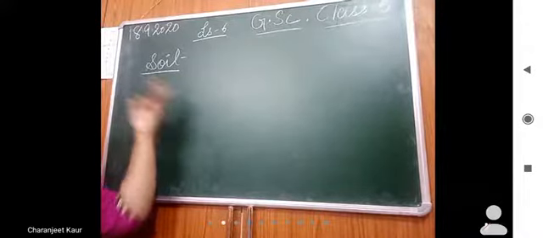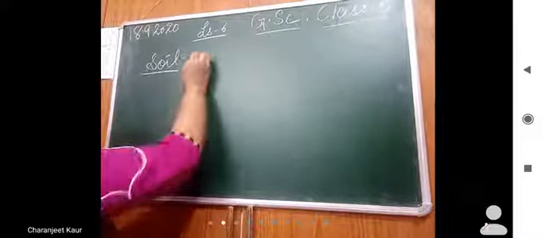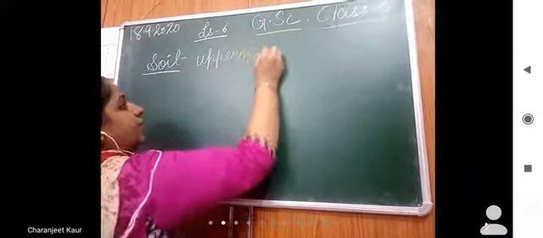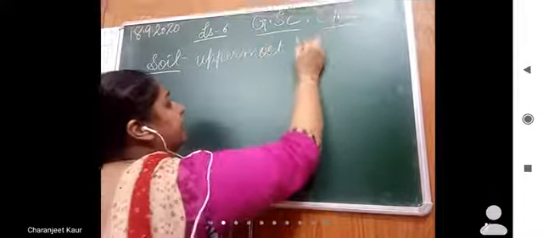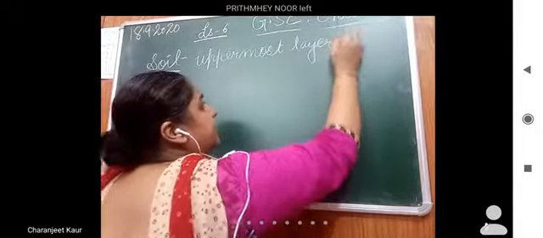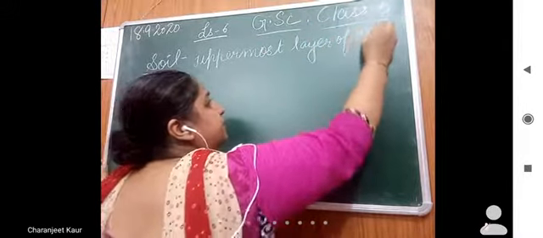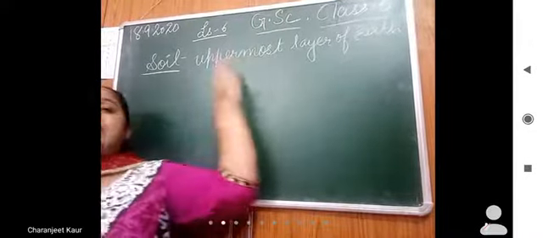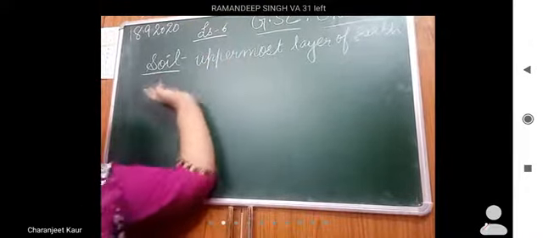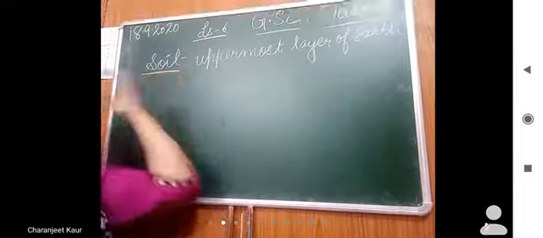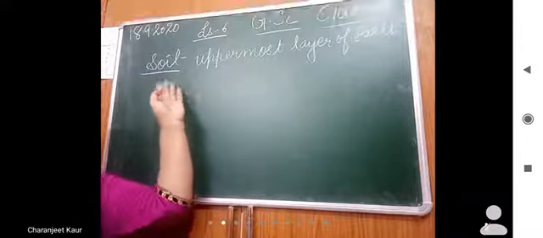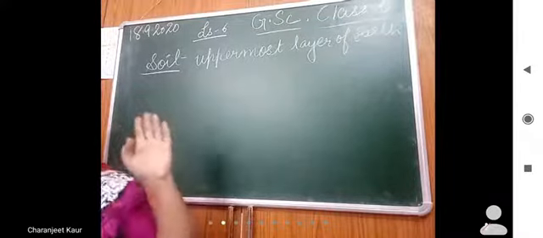Now, what is soil? It is the uppermost layer of earth, right? This soil, it is the fertile part of the earth on which plants grow, right? In this soil, plants they grow.